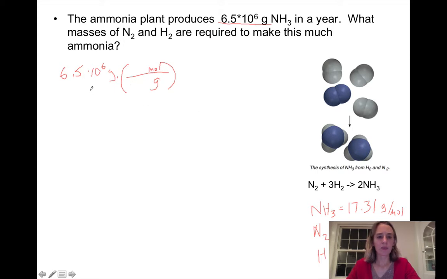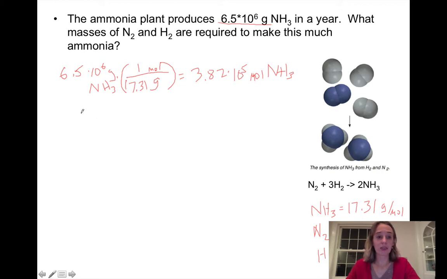So my given is grams of ammonia. I want to convert that into moles, so I'm going to use the equivalency that 1 mole of ammonia has a mass of 17.31 grams. And if I calculate that out, I should get 3.82 times 10 to the 5th moles. Does it make sense to have a pretty big number? Yeah, it does, because I'm talking about the mass of ammonia produced by a factory in a year. So this is a pretty big number. So that's my first step on the roadmap.